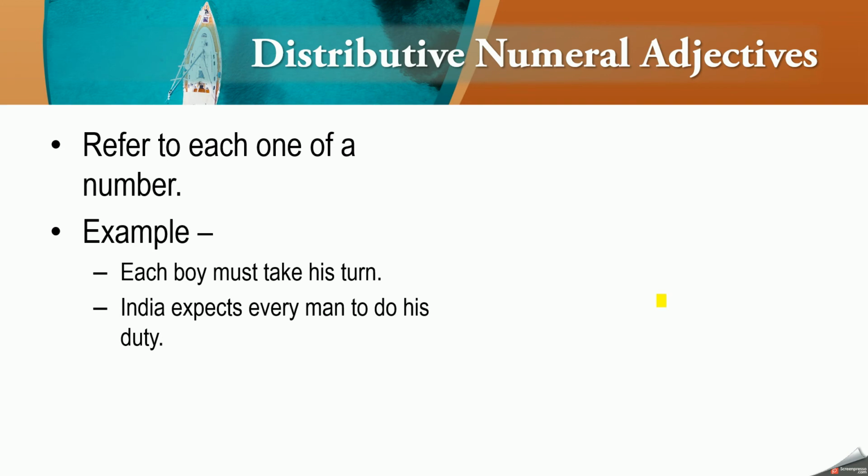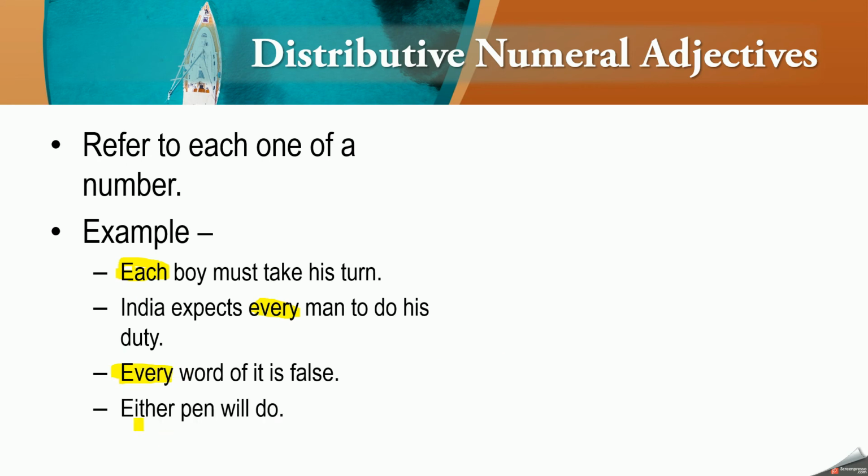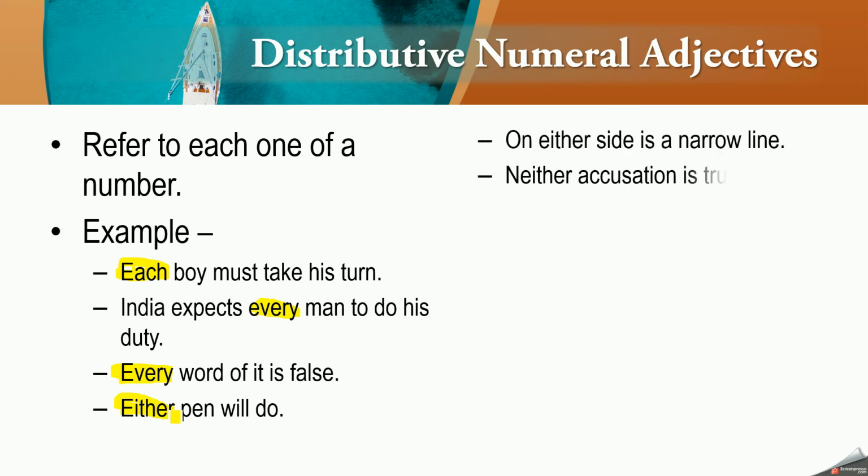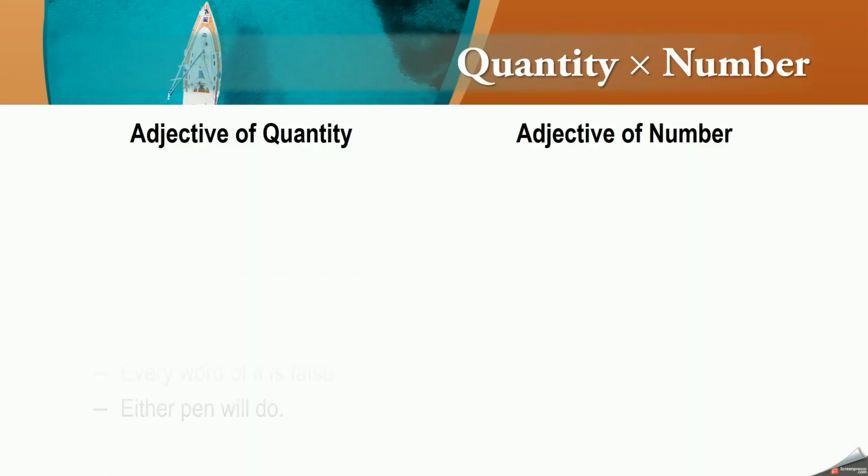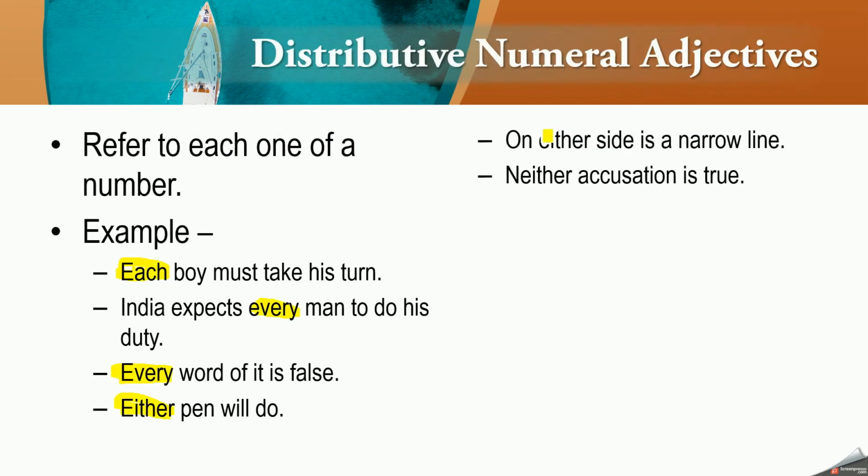Some other examples: India expects every man to do his duty. Every man. Then we have every word of it is false. Either pen will do. On either side is a narrow line. In these statements we can see either side, neither accusation. So these are examples of distributive numeral adjectives.